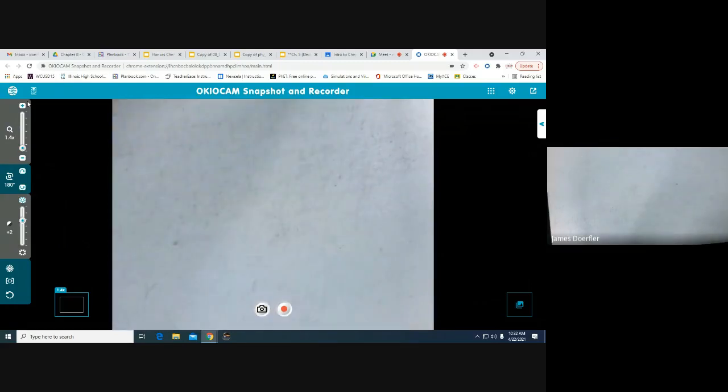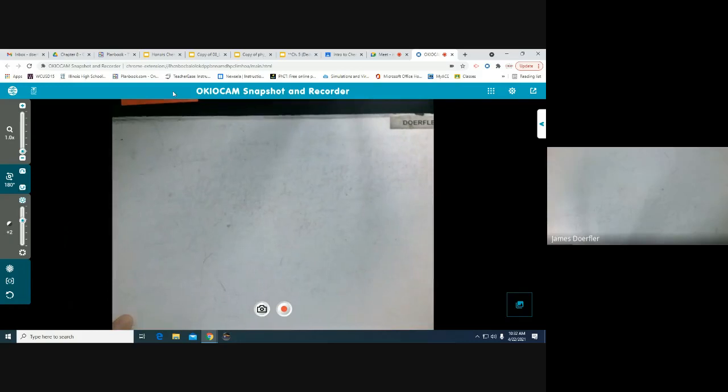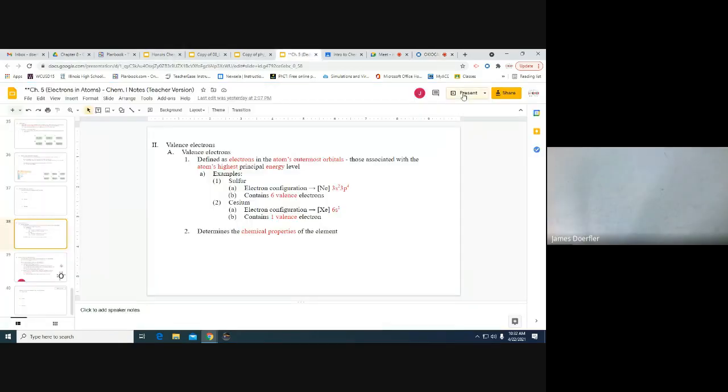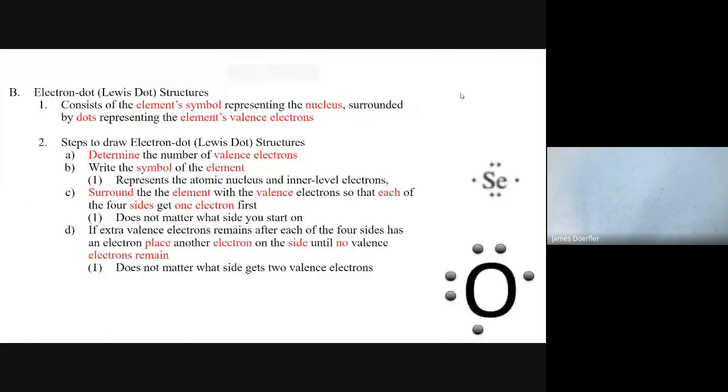So now that we know what a valence electron is and how we can determine that in a couple different ways, we then get to what's called electron dot or Lewis dot structures. You also hear them called Lewis diagrams, or just dot structures, electron dot. They go by a handful of different names. But specifically, they're called Lewis dot structures.